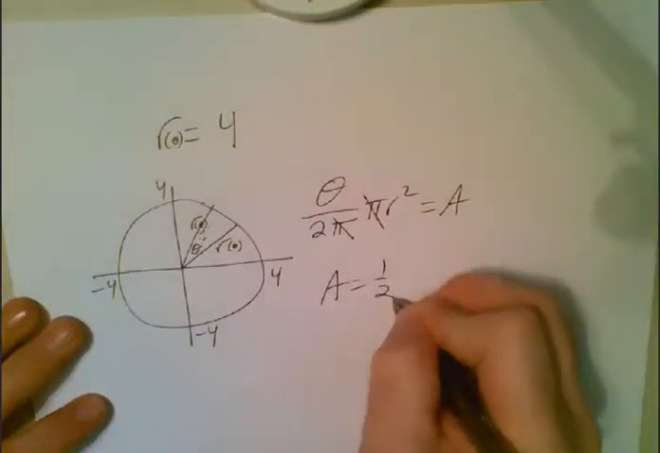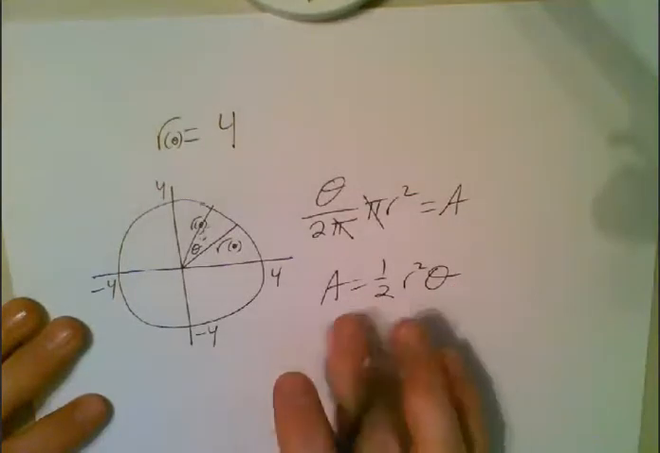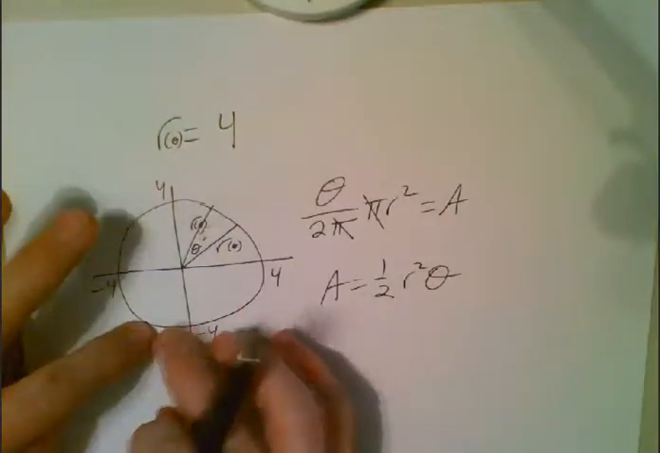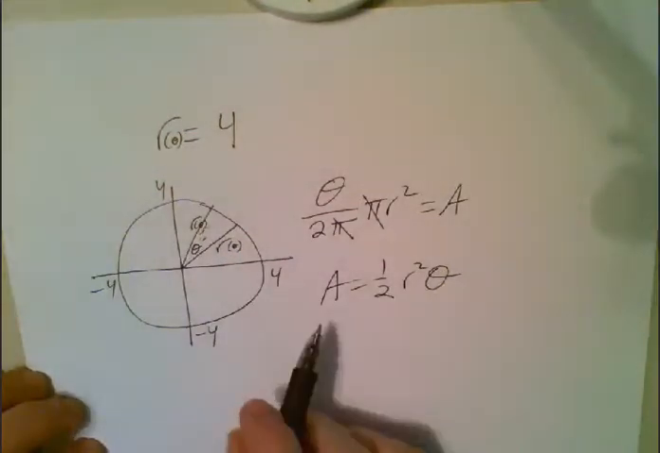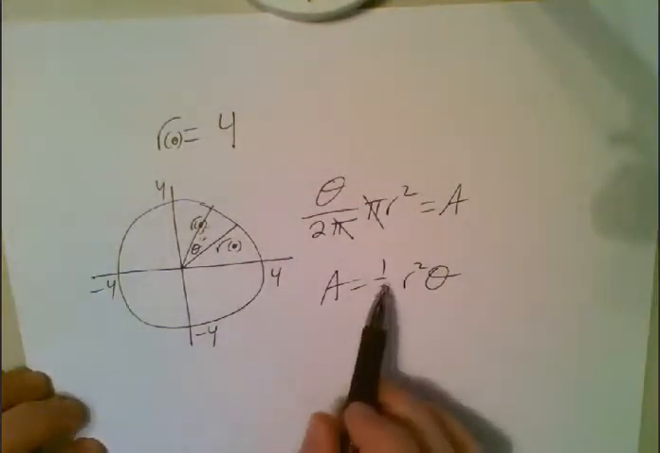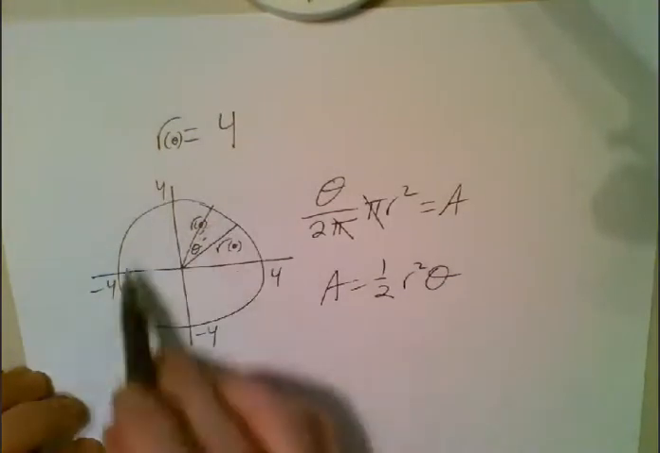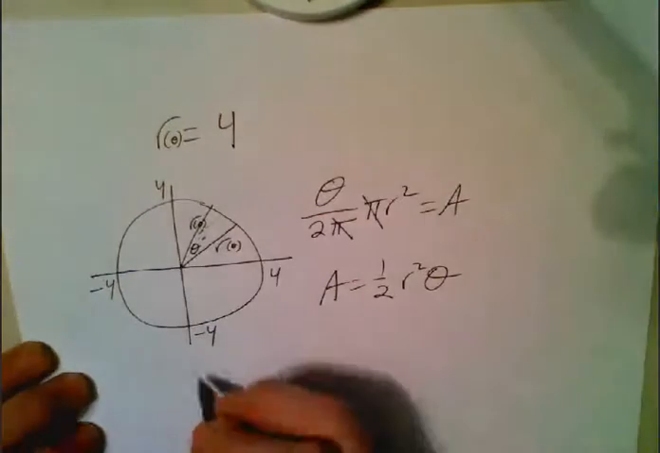So the pi's cancel, and you're left with area equals 1/2 r squared theta, and this is the key to everything because this is the actual area of a sector, whether it's a sector that takes up the whole thing or it's just a tiny little slice. And this is what we're going to need. So if area is 1/2 r squared theta, and that works great for a perfect circle, well, unfortunately, that's not going to work so great when you have a graph that looks like this.